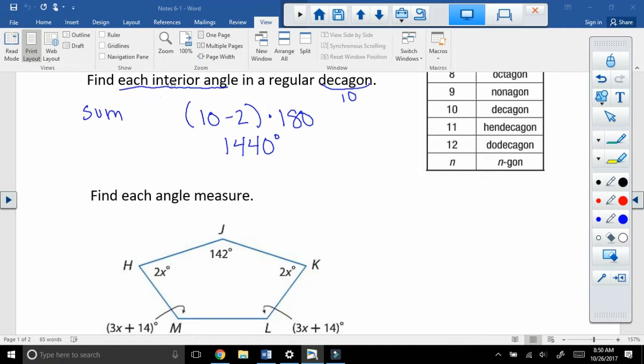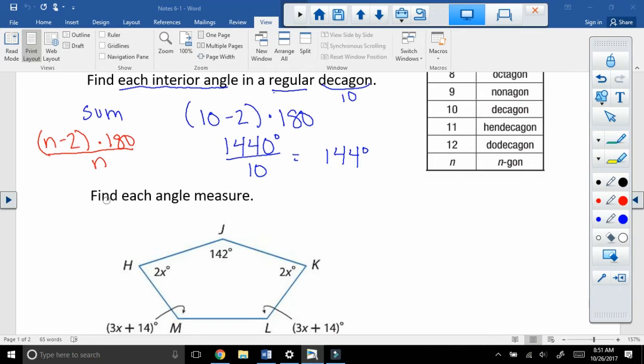So this is the sum of all of the angles. For this one here, though, it's just asking for each one if it's a regular decagon. So I can take that sum total and just divide by how many angles there are. I would be dividing by 10 in this case. So each angle would be 144 degrees if it's a regular decagon. And if you like formulas, what you can do for this is you can take the total sum, which is n minus 2 times 180, and you can just divide by n, the number of sides, and that would be what your answer is for that.